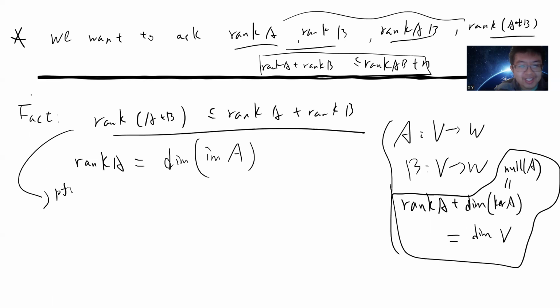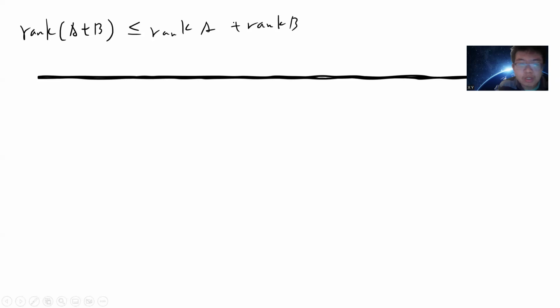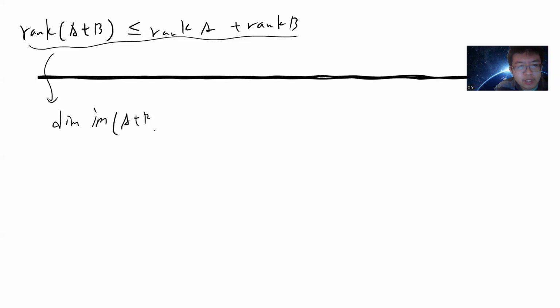How do we do it? In general, anytime you see this inequality, you shouldn't think of it algebraically. I mean, you can try to do it algebraically, but I would recommend that you think about geometry or the definition. So hopefully I can prove the following: if I can prove that the dimension of the image of A plus B, as a vector subspace, is less than or equal to the dimension of image A plus the dimension of image B.